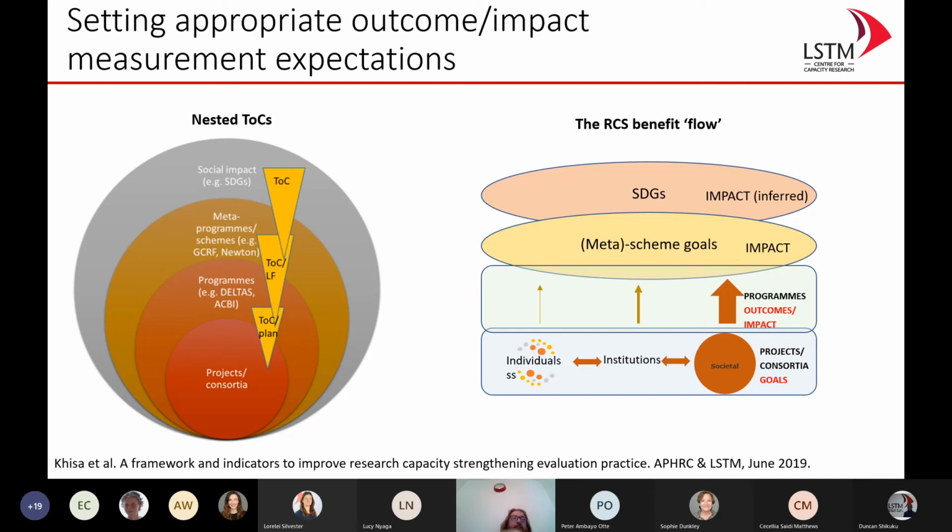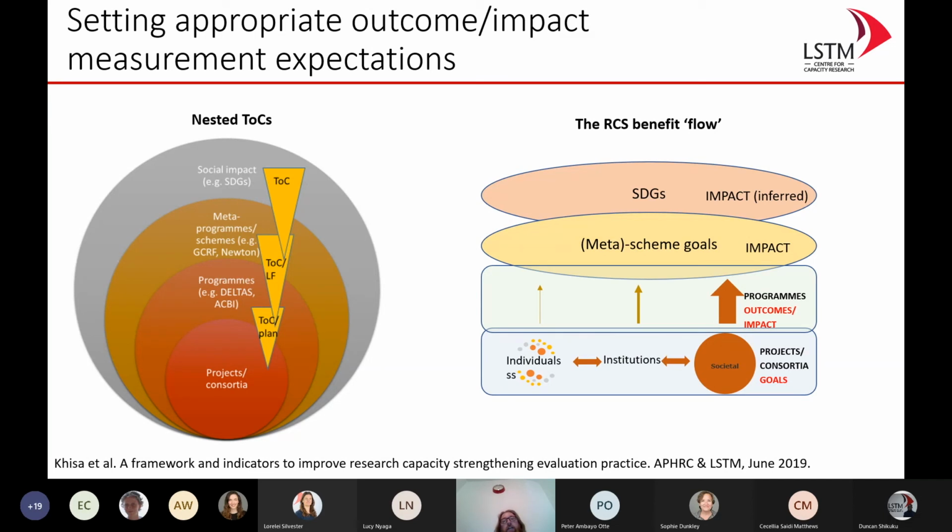One program can't achieve broad impact, but it can contribute to something that many other programs are doing. The other figure here presents what we call the RCS benefit flow, and it attempts to capture how investing in those three RCS levels goes on to achieve impact.